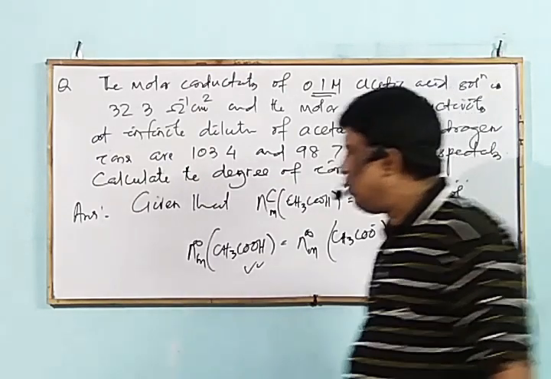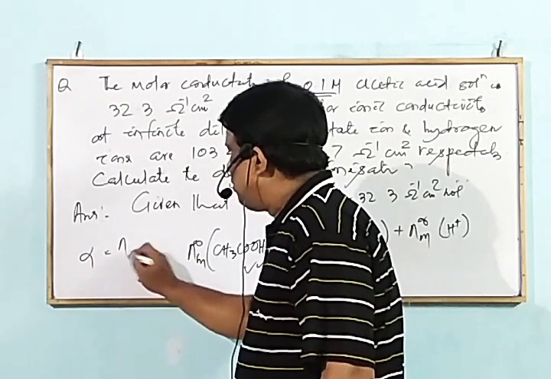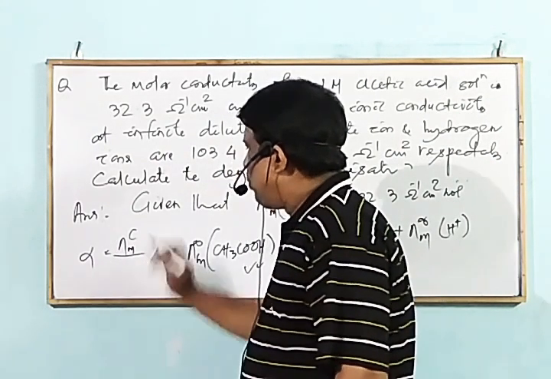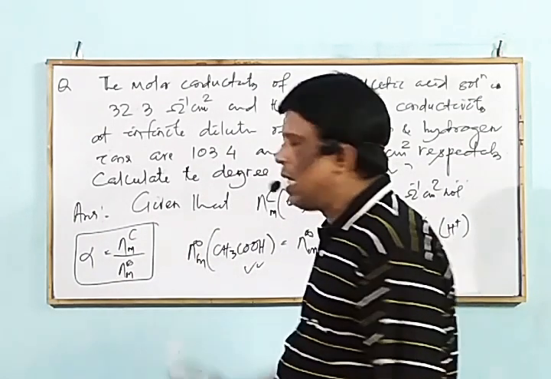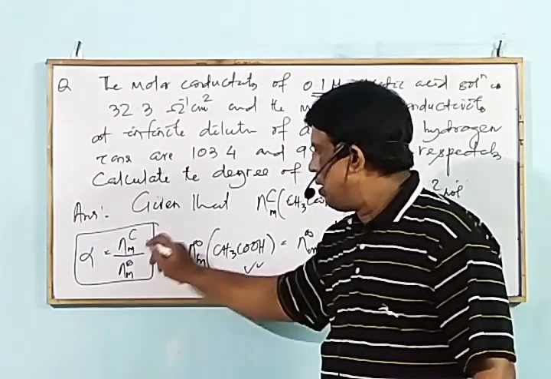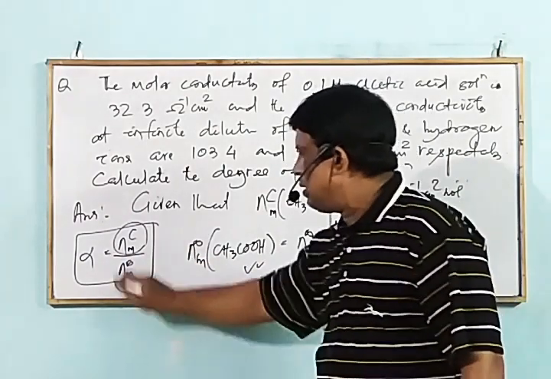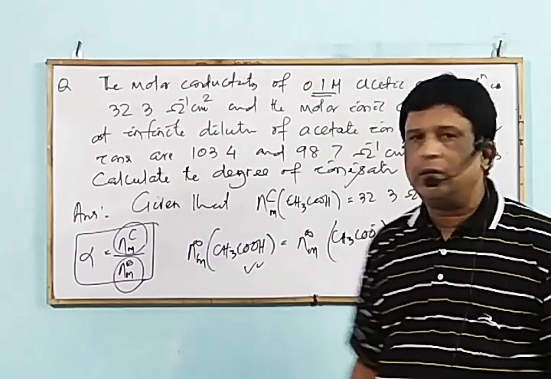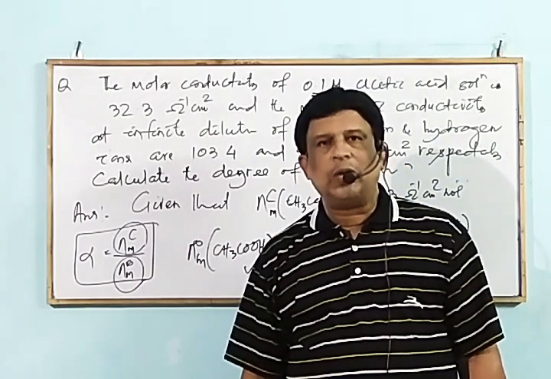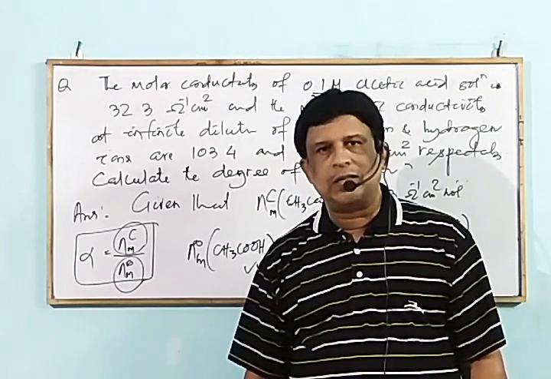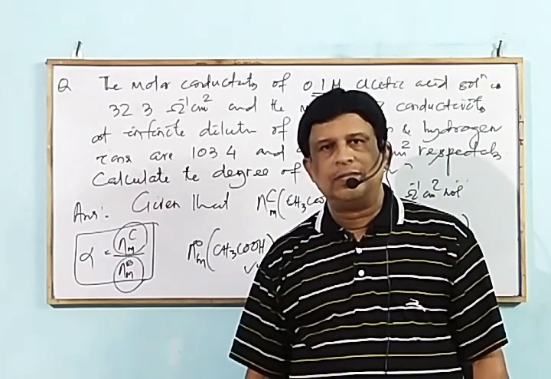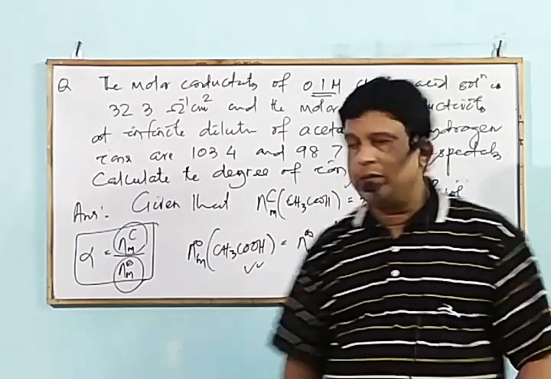So what is the formula? Alpha is equal to molar conductivity at a particular concentration divided by molar conductivity at infinite dilution. So this value is given in the question. Now you calculate this value. By dividing this, one is able to calculate the degree of dissociation or degree of ionization. Move to the third application.